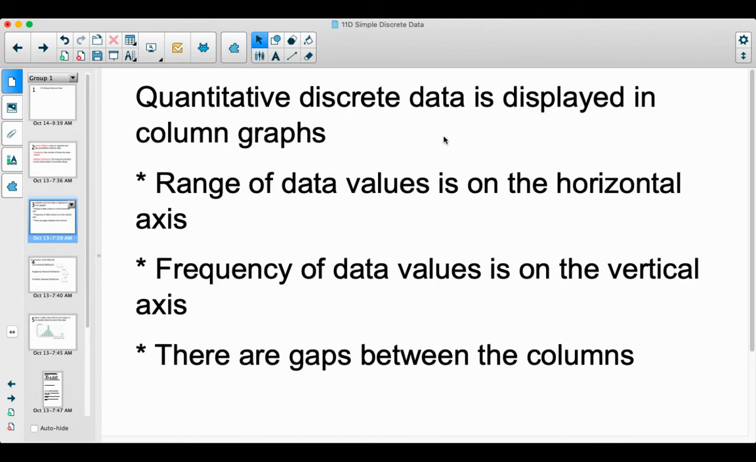Okay, so then quantitative discrete data, the way to display it is going to be, once you have your table, in a column graph. And a couple things that you need to know: the range of the data values is always on your horizontal axis, so your x axis. The frequency of your data values is on the vertical axis, so it's your y axis. And then when you draw the actual column graph, you have to have gaps between the columns. So a histogram is when they're touching each other, your column graph is when they're not.